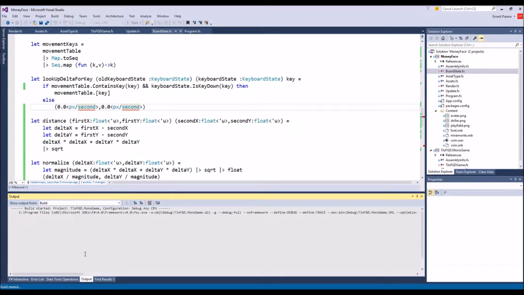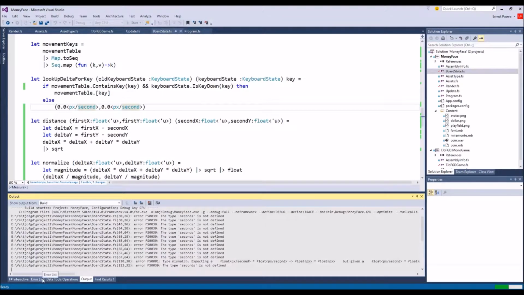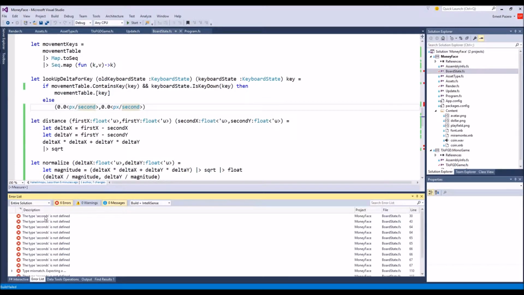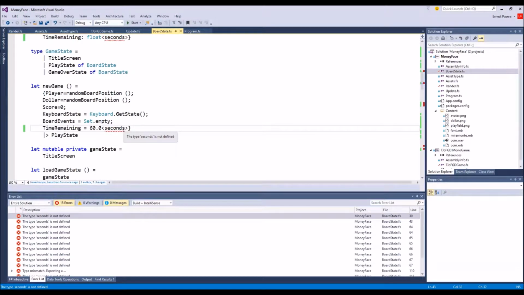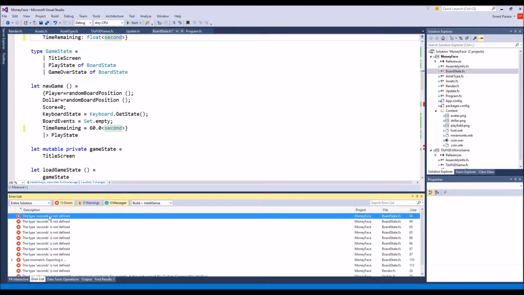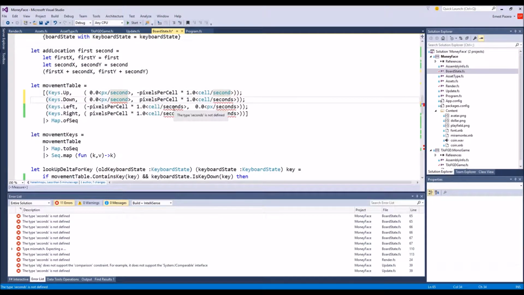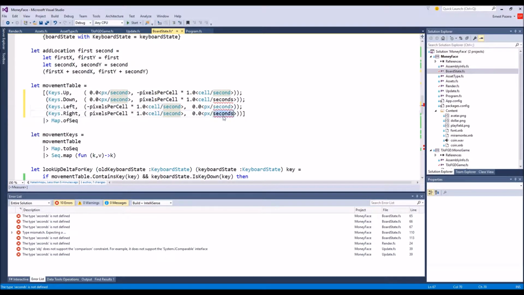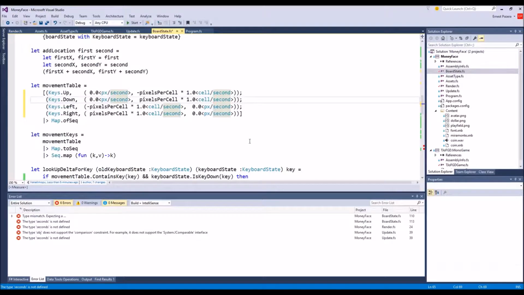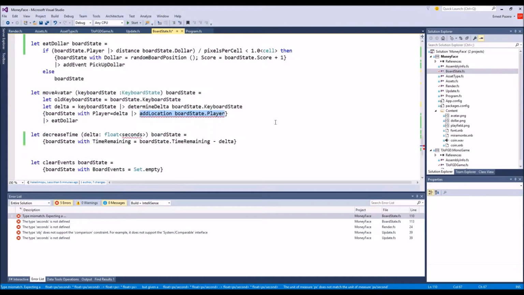Still going to be broken, of course. Little angry red underlines. Okay, boom, boom, boom. Type seconds. So get times pixel per second. That's way better. Cells per second, per second, per second. And now the delta is in pixels per second.